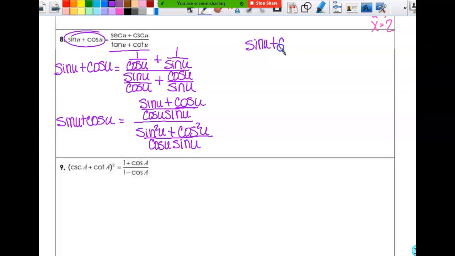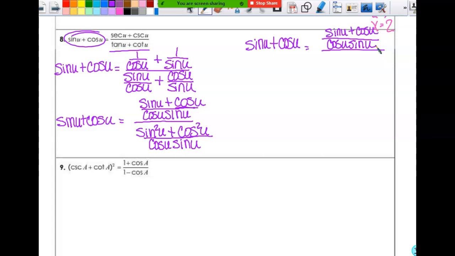So sine u plus cosine u. I can't simplify the numerator anymore. Like I can't cancel these sines out. That would be totally illegal. So I'm just going to rewrite my numerator as sine u plus cosine u over cosine u, sine u. And don't worry, I've never had a student whose hand fell off because they were writing all this. You'll survive.